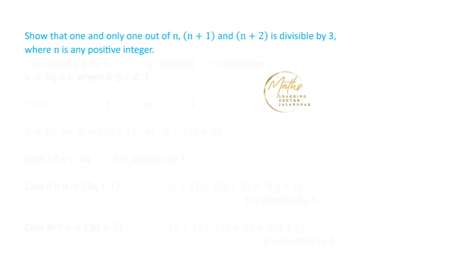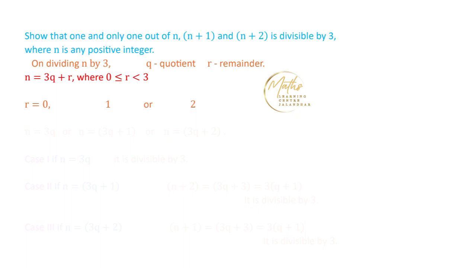On dividing this integer n by 3, by Euclid's division lemma, we have two numbers q and r. q will be the quotient and r will be the remainder, such that n is equal to 3q plus r, where the remainder is greater than or equal to 0 and less than 3. It means that the possible values of r are 0, 1 or 2.